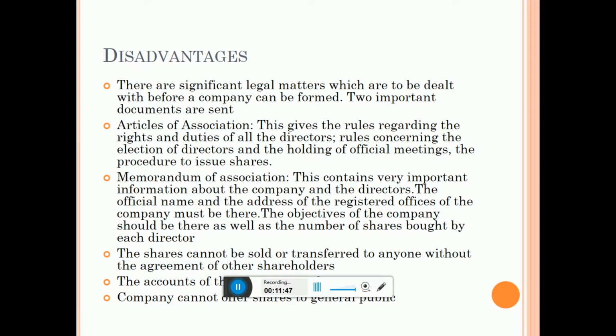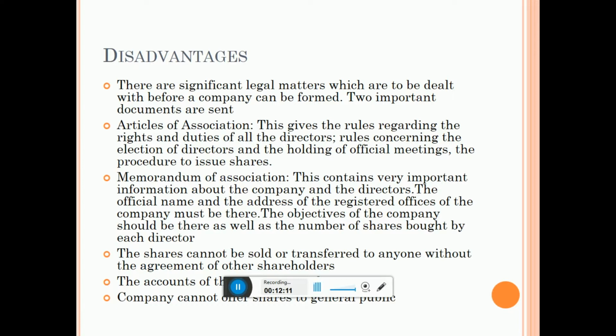And as far as the Memorandum of Association is concerned, this contains very important information about the company and the directors. The Memorandum of Association considers the official name of the company, the address of the registered office where the company is, and the objectives of the company. With these three things, we have the number of shares bought by the directors.